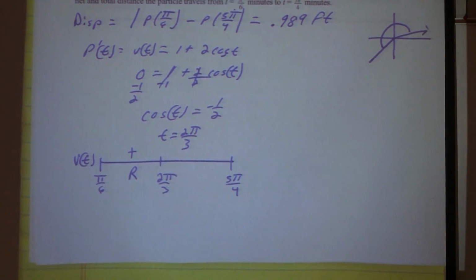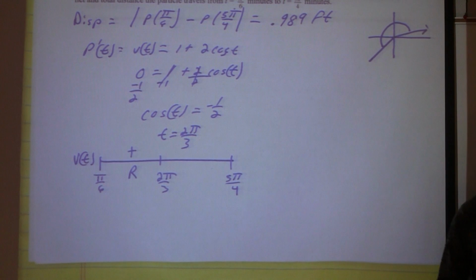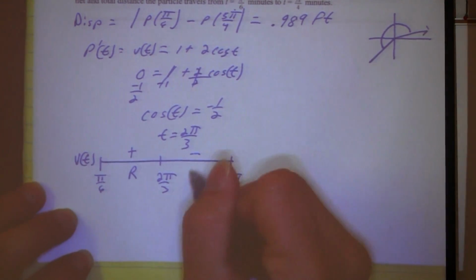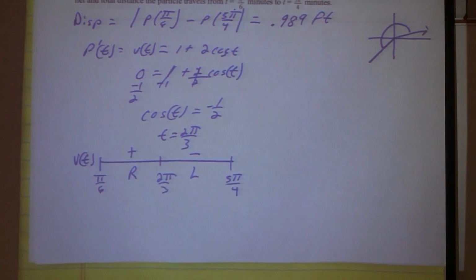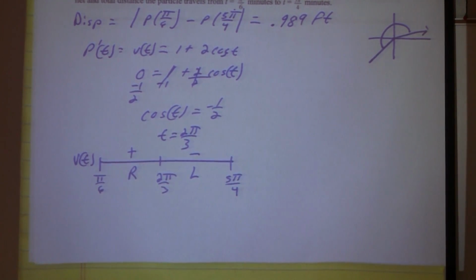Alright, hopefully it keeps moving to the right. Between 2 pi over 3 and 5 pi over 4, pick pi. Cosine of pi is negative 1, times 2 is negative 2, plus 1 is negative. Now it's moving to the left. So I did change direction, so I need to find the distances of each one and add them up, okay? Let's do it.